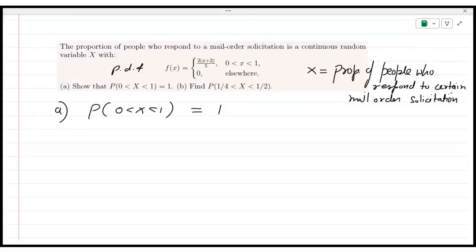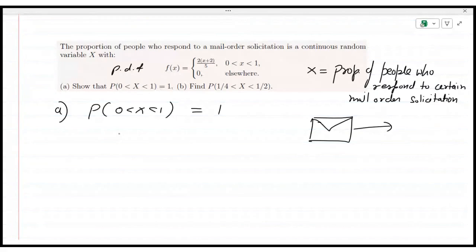Okay. So when we send mails in bulk to other people, what proportion of those is responding back? That is our random variable x. And in the first part, we have to show that the probability that x will be between 0 and 1 is 1. Okay, so very simple.